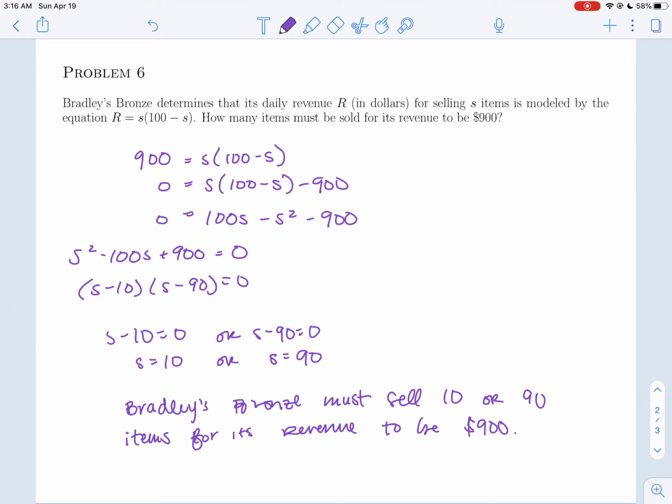Might seem a little silly. You usually think like, oh, selling more things should always get you more revenue. There's maybe some cost things involved that make it easier to sell either 10 or 90 and nothing in between. Okay, and that'll be it for that problem there.